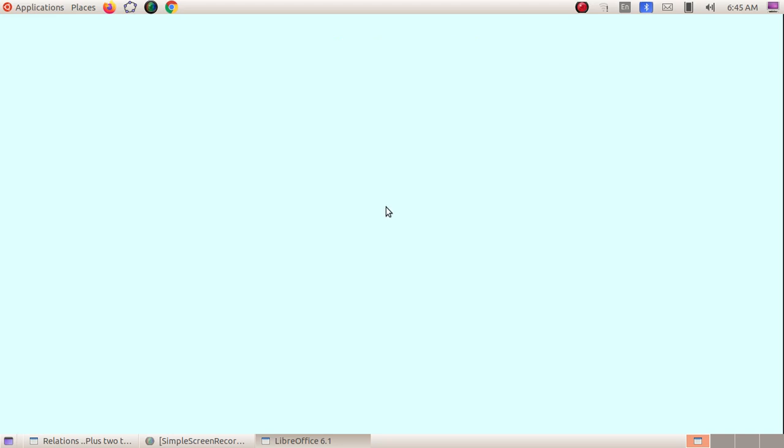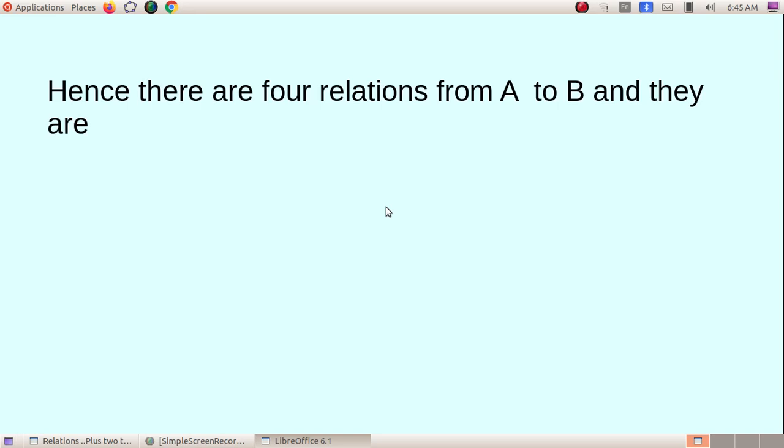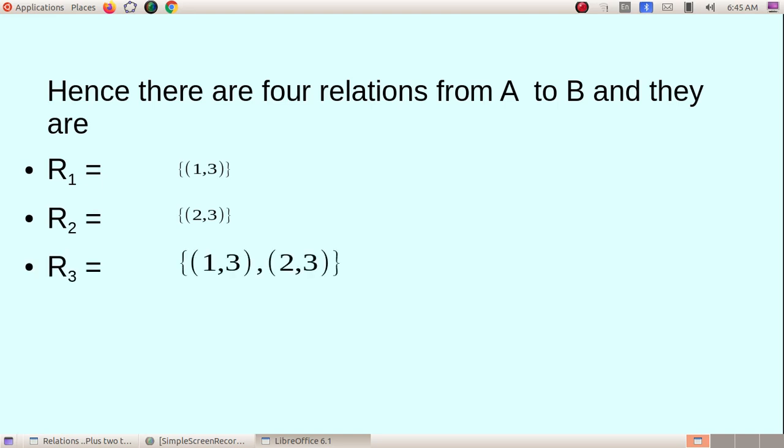That is, there are in total 4 relations from A to B, and they are: the first relation, let me denote it as R1, is the set {(1,3)}, and the second relation R2, that is the set {(1,2),(3,...)}, and the third relation R3, and it is the set {(1,3),(2,3)}, and the fourth relation is the relation containing no element, that is ∅. These are the 4 relations from A to B.